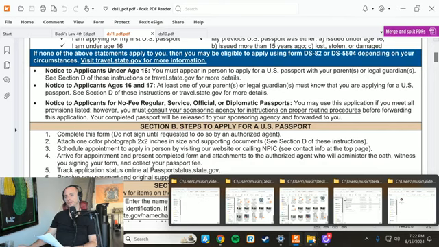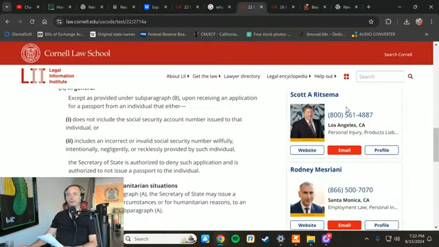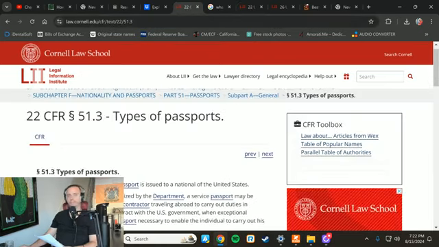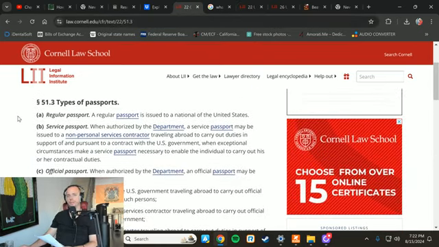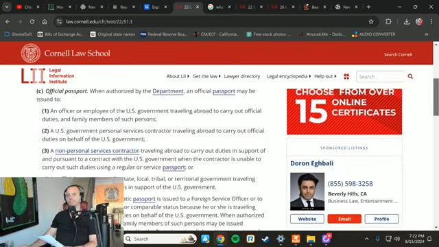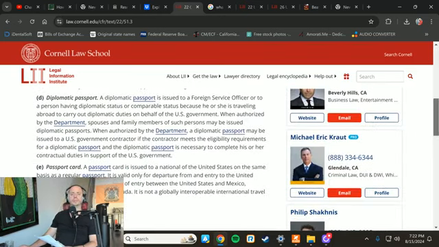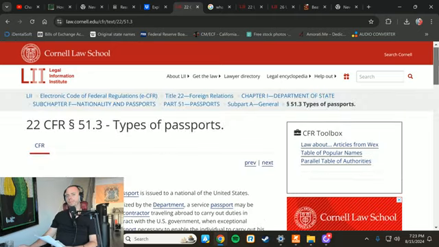Just to be clear, we have the 22 CFR 51.3. We have the different types of passports. We have regular, it's issued to a national. Service. Official. And then we have a diplomatic down here. And then the card, obviously. Card here, right? So that describes the breakdown of how all that works.